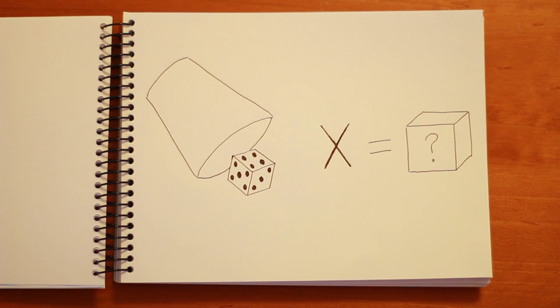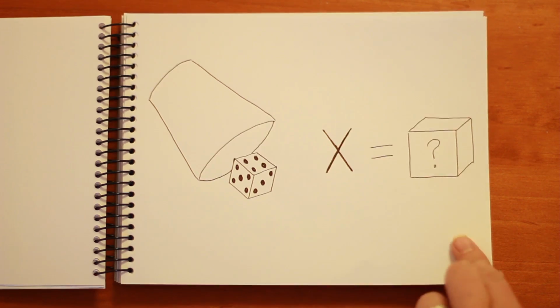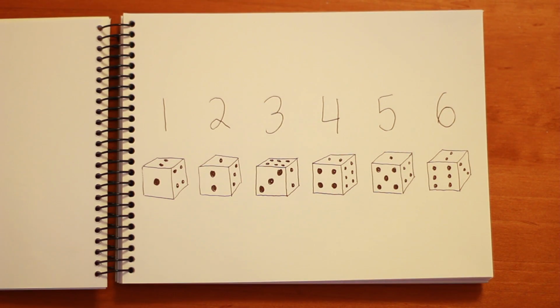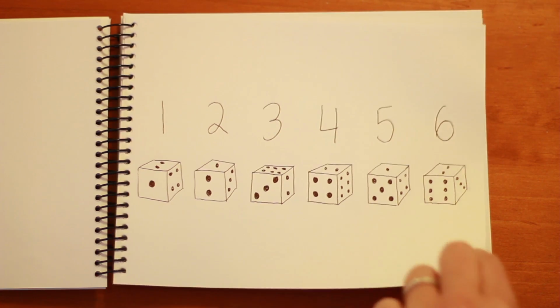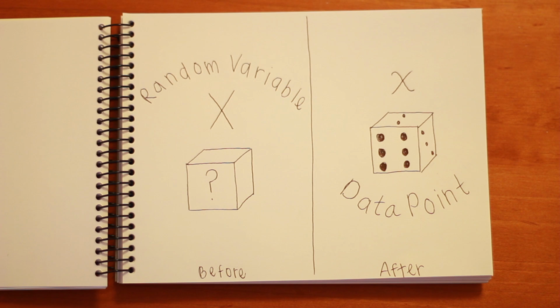Suppose our experiment consists of rolling a die. Before the die is tossed, the number that will be rolled is a random variable, and we know that this number will be a 1, 2, 3, 4, 5, or 6, which is the sample space, also called the support, of the random variable. Once the die is tossed and we see what the number is, then the random variable becomes a data point.